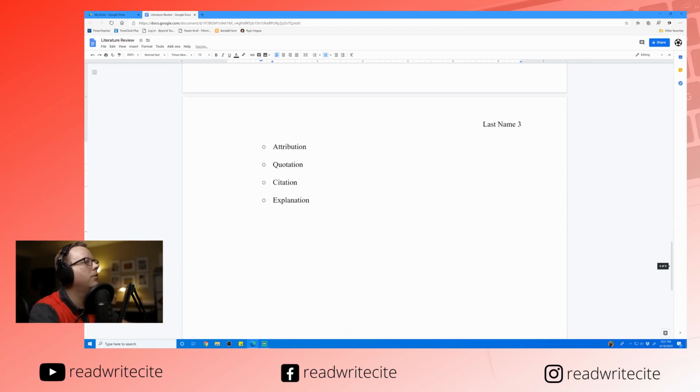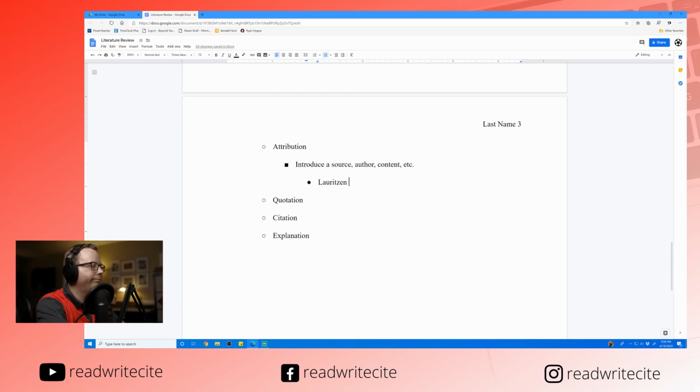Okay, new page. So here's an order that you want to go through to progressively use sources effectively. Attribution. That is to introduce a source, author, content, etc. Right? It might look something like this. Larson explains... It could be that simple.